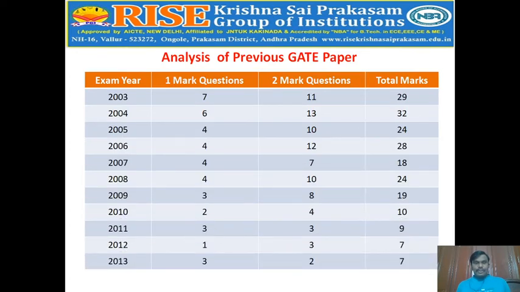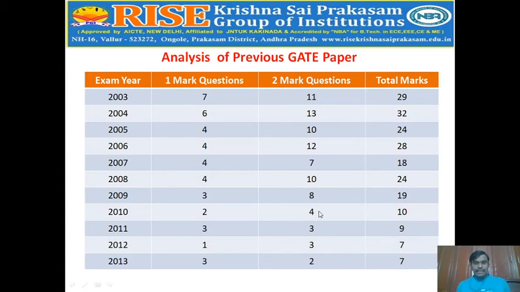Coming to 2003 to 2013, the GATE pattern again changes. It contains 1 mark and 2 mark questions. In 2003, a 7 mark weightage of 1 mark questions and 11 two mark questions were given, so the total is 24.